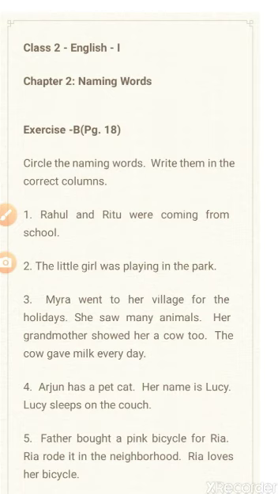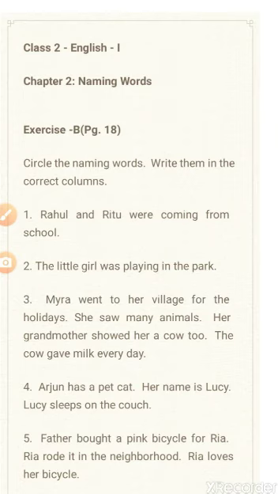Question 5. Father bought a pink bicycle for Ria. Ria rode it in the neighborhood. Ria loves her bicycle. So there are again 3 sentences in this question. In the first sentence, father bought a pink bicycle for Ria. Here the naming words are father, bicycle and Ria. Circle these words. Now I will tell you why they are the naming words.